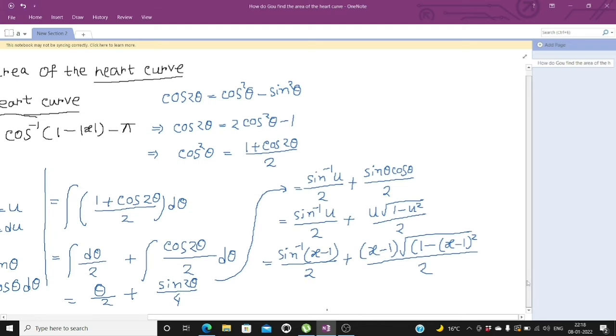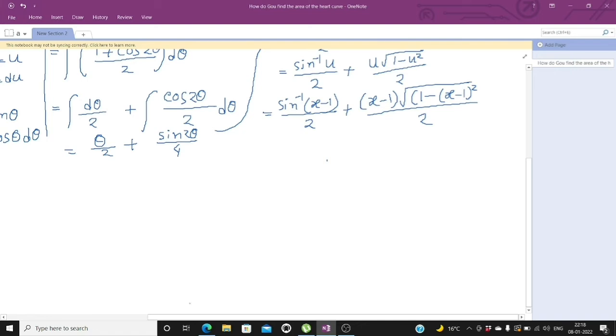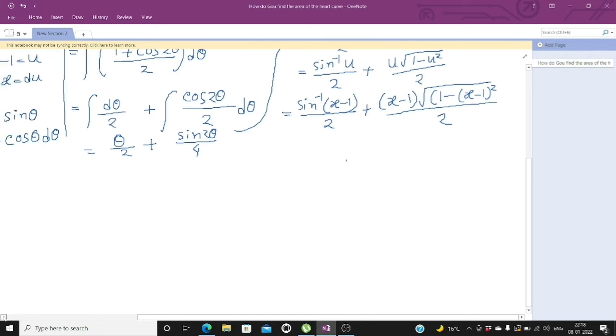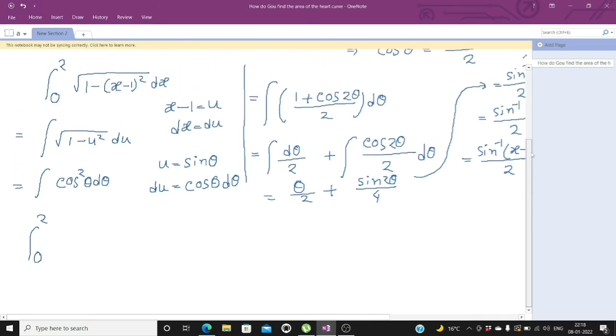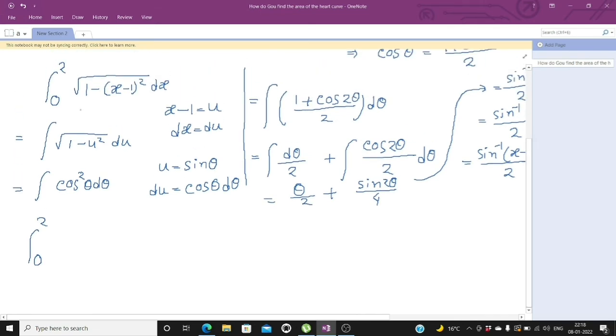But we have to do this integration in the limit 2 to 0. So again, come back to our main thing. Our main goal is to integrate this whole thing in the limit 0 to 2, right? That is our main goal. We want to integrate this guy, root of 1 minus x square, x minus 1 square dx, from 0 to 2.